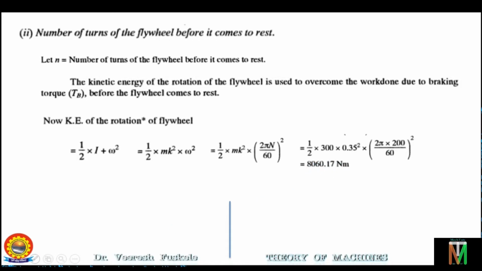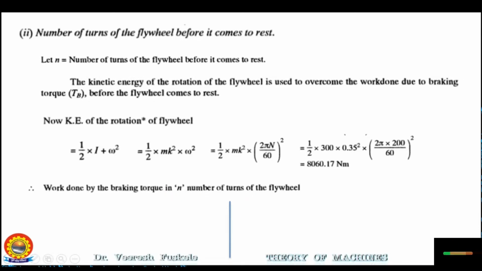Further, the work done by the braking torque in N number of turns of the flywheel is given by Tb into angular displacement in N turns. So work done is equal to torque into displacement. This will be equal to Tb into 2 pi into N, where 2 pi is the angular displacement in one turn. So angular displacement in N turns will be 2 pi into N. Putting the value of Tb, we have work done by braking torque as 39 into 2 pi N.